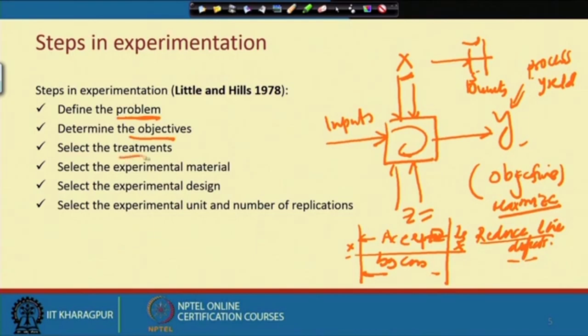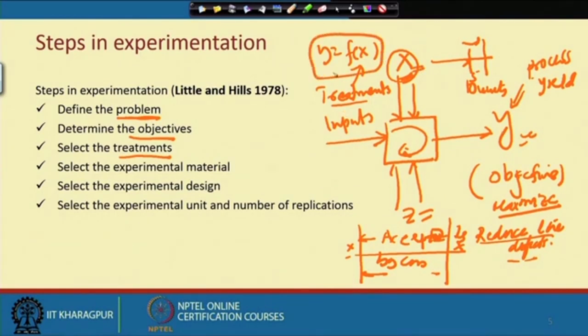Then comes selecting the treatments. Now, as I told you in the first class, y is a function of x. So this x is a factor; these are also known as treatments, because you can treat x in different ways. What I mean to say is that you can treat the process by manipulating x so that the output will be of the desired quality. So, selecting the treatment means you select the controllable factors x which are important for this functionality.